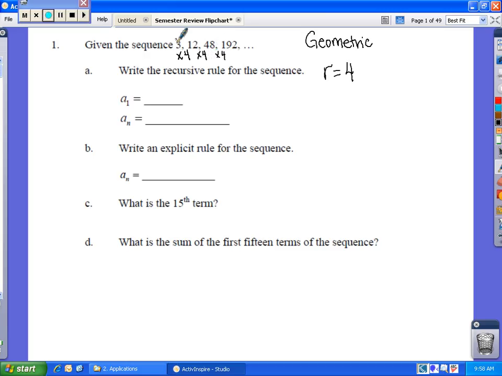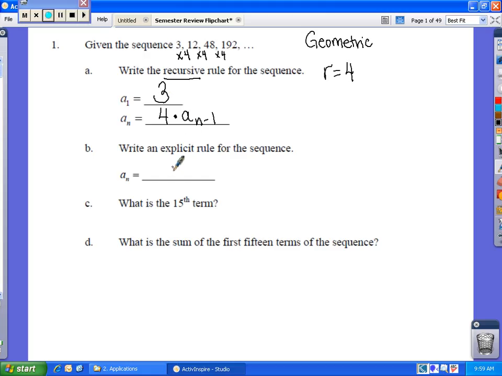Okay. Now the given sequence starts with 3, so that's going to be a sub 1. A sub 1 is always what my sequence starts with. So a sub n, in order to write the recursive rule, this is not the explicit rule, this is the recursive rule, I take the r, the common ratio, and multiply that by a sub n minus 1. So whatever term comes before, a sub n minus 1 is the term that comes before, I multiply it by 4 to find the next number.